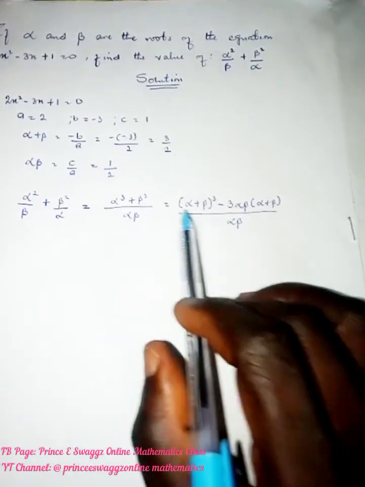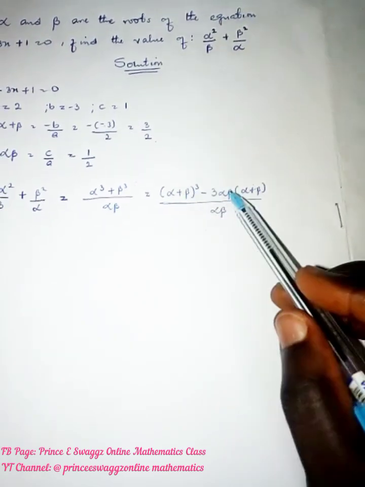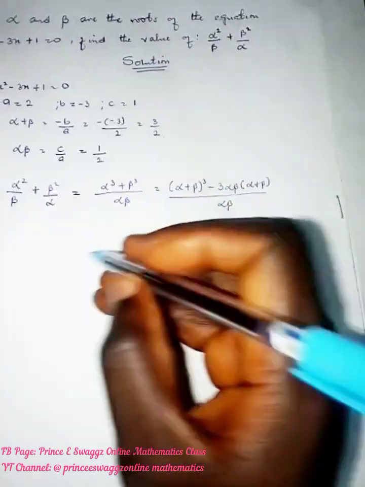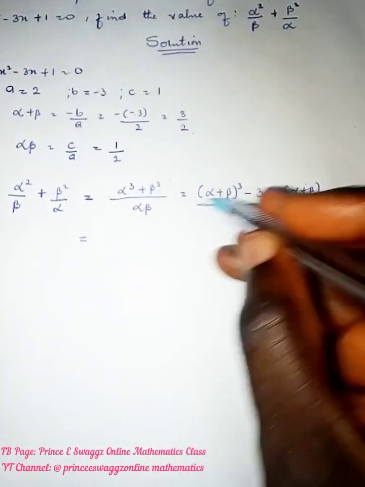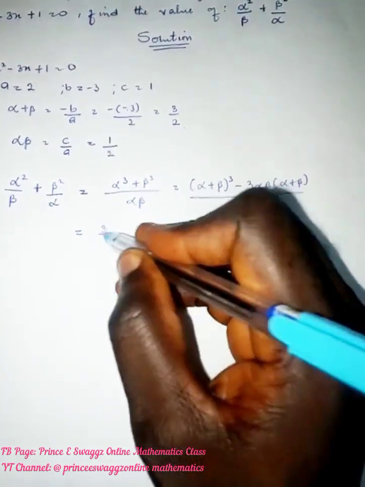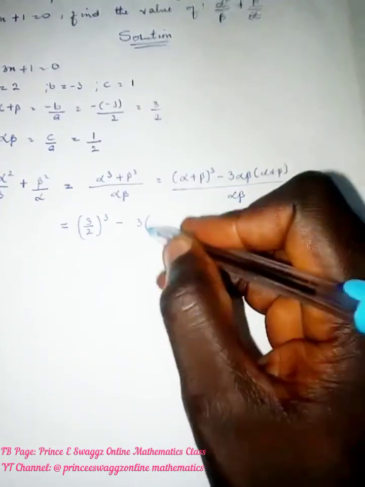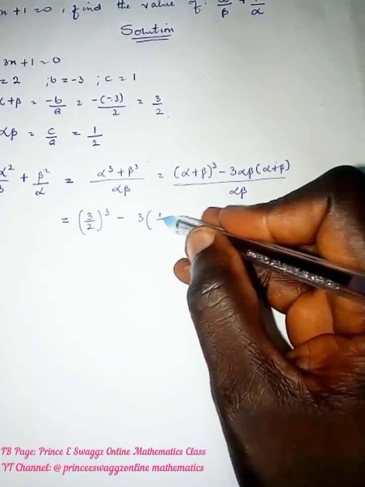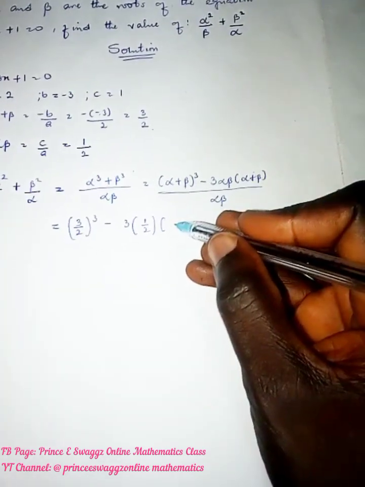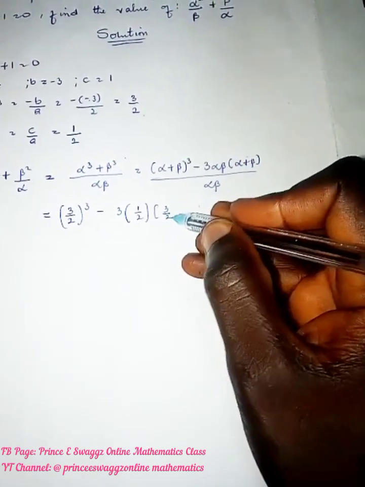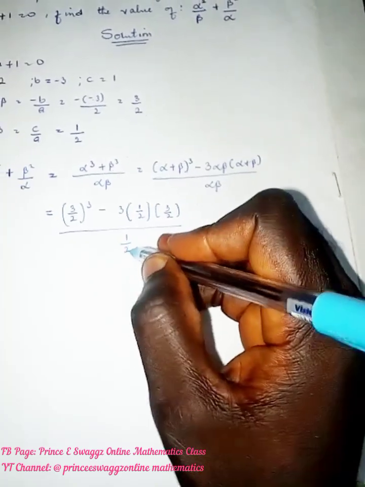So now the expression is all in terms of sum and product. We just slot in our value for sum of roots and product of roots. So our sum of roots is 3 over 2 raised to power 3, minus 3 into bracket product of roots 1 over 2, times the sum, that is 3 over 2, divided by 1 over 2.